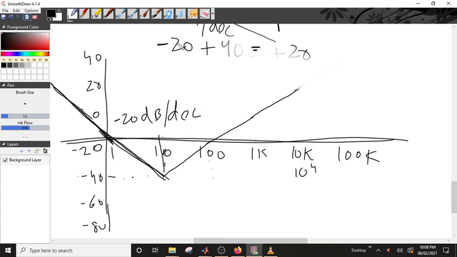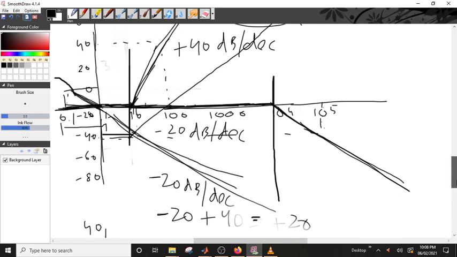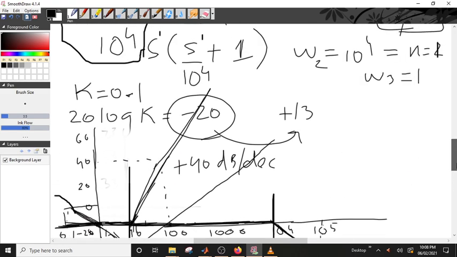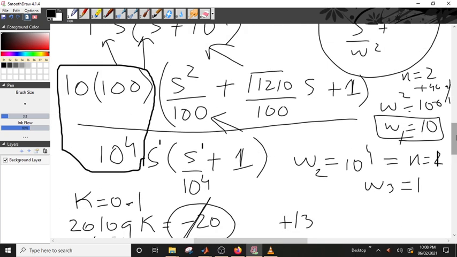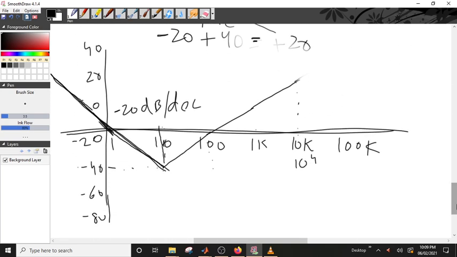Now the contribution of the third term must also be included, because at 10 power 4 we have another break frequency, right? And at that 10 power 4 we have minus 20 dB per decade line, because it was a single pole. We have this omega equal to 10 power 4, a single pole. So we'll have minus 20 dB per decade, right? So this line was minus 20 plus 40 is equal to 20. So this line was 20 dB per decade.